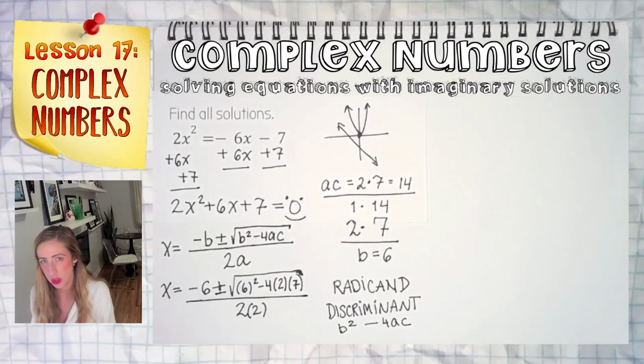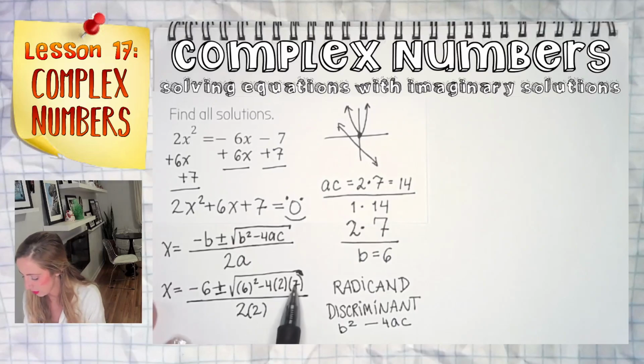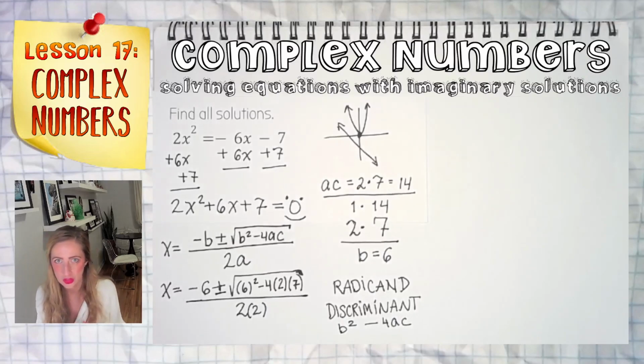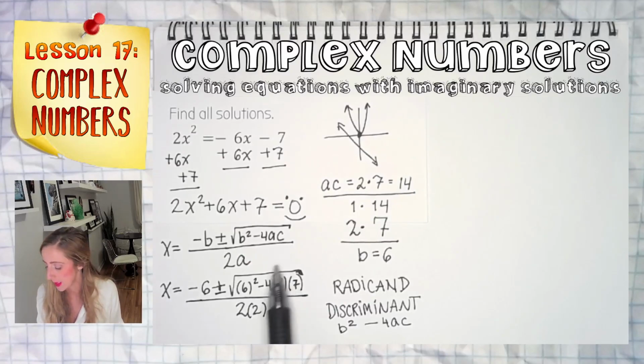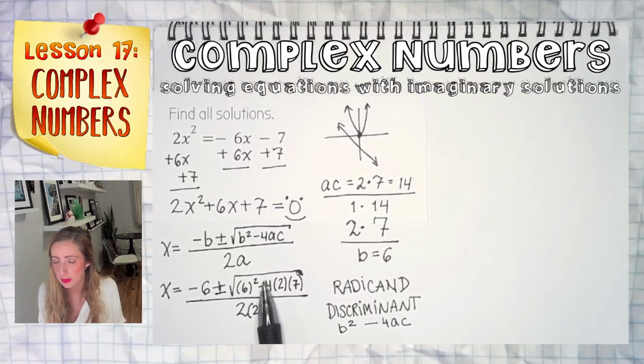Now, 6 squared is 36. I gave you some advice on saving multiplying by 2 for the end. And here I have 2, 4 is also 2 and 2. So let's start at the 7. Times 2 is 14. Times 2 again is 28. Times 2 again. Please be careful.